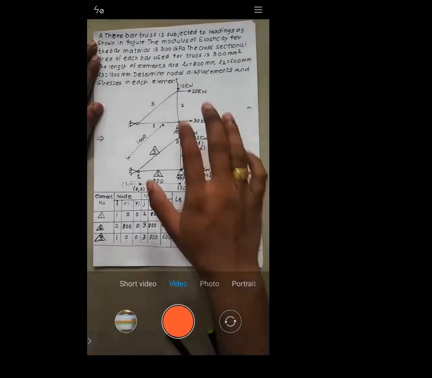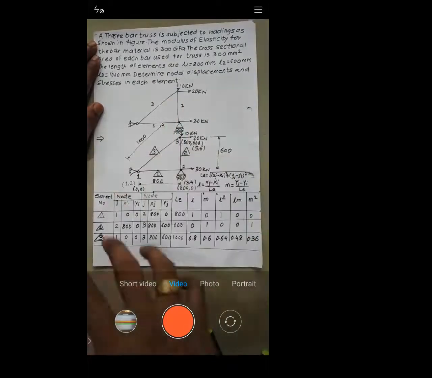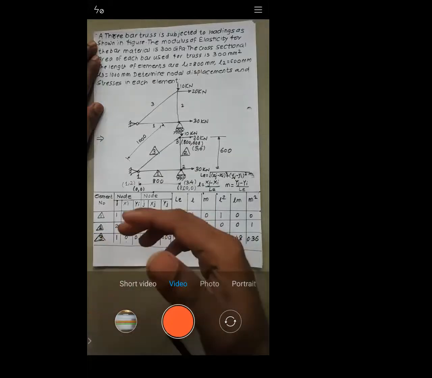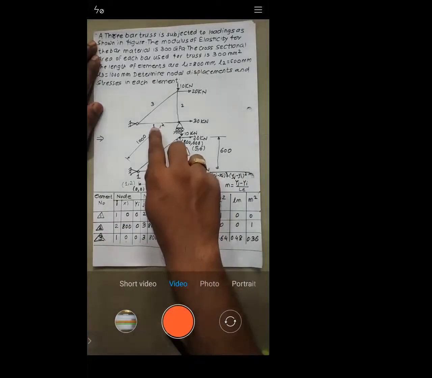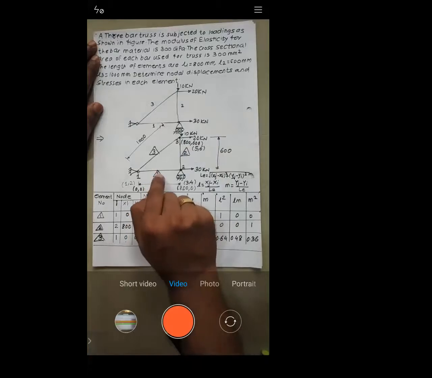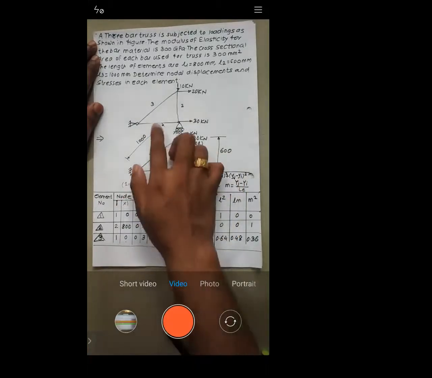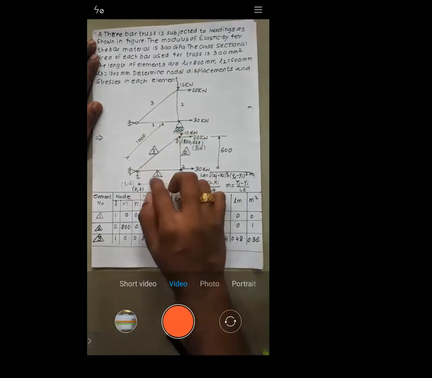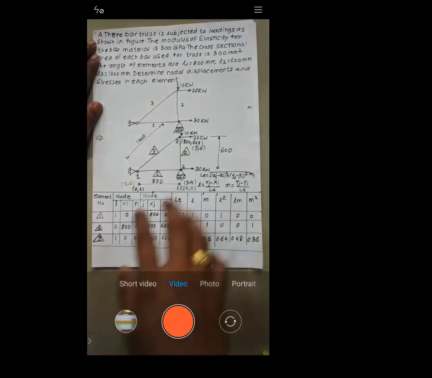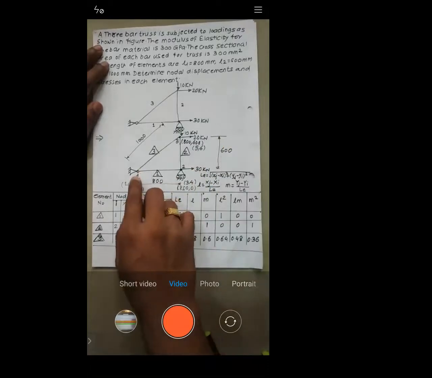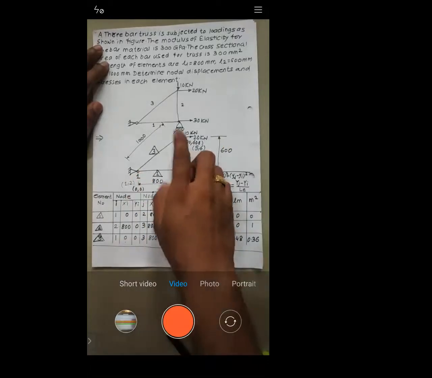Now see, in the problem the elements were formed. Now our step is only to number the nodes. This is element number 1, so I will write down element number 1. I just redrew this diagram and on it I have written element number 1. Similarly I have written element number 2 here, and element number 3 here. Now I have numbered node number 1, node number 2, node number 3.